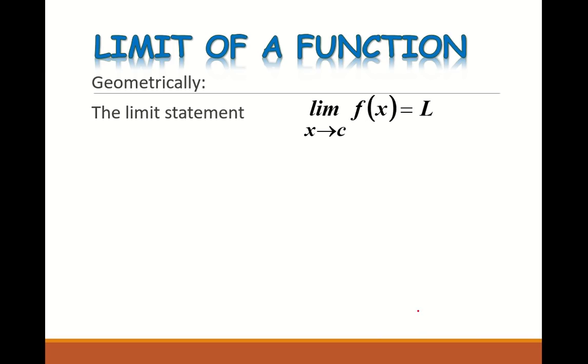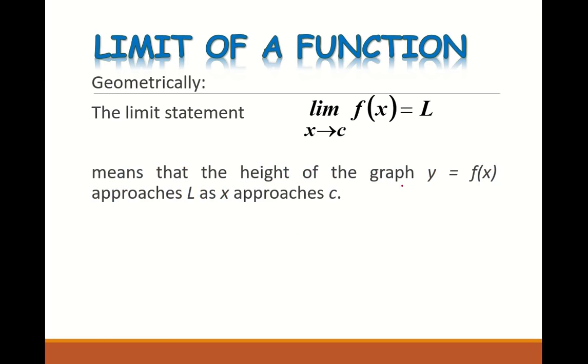Now, geometrically, the limit statement, limit of f of x as x approaches c equals L, means that the height of the graph y equals f of x approaches L as x approaches c. So this is the height, class, the height of the graph. If you cannot remember this, just think of it as the height that the function y equals f of x approaches, the value it gets closer and closer to as x approaches a number c.